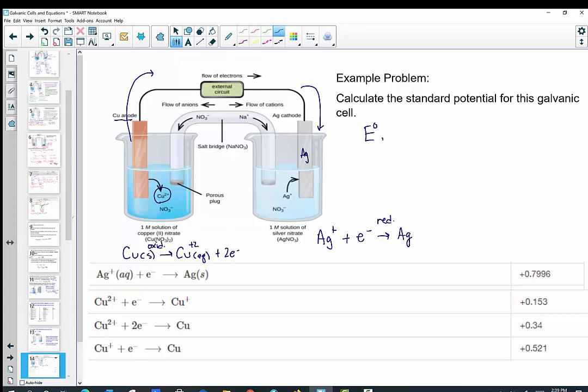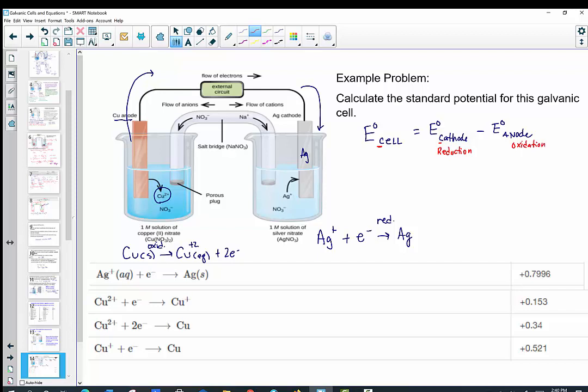To calculate the standard Ecell, the voltage of this battery, we take the standard reduction of the cathode minus the standard reduction of the anode. Cathode minus anode. Notice the C's are right next to each other. That helps me remember the order. And I know that the cathode is the site of reduction because they're both consonants. And I know that the anode is the site of oxidation because they both start with vowels.